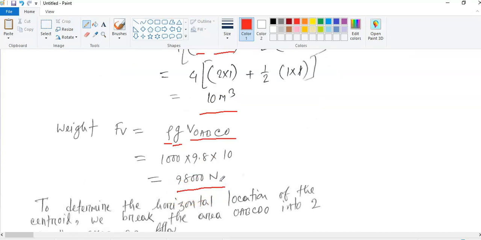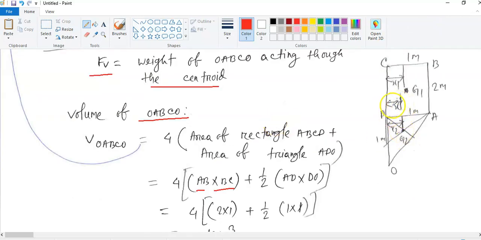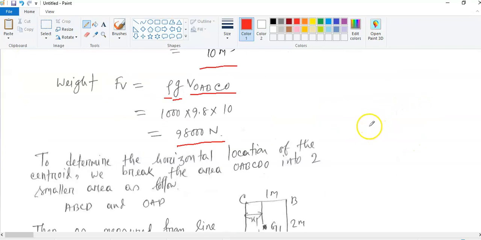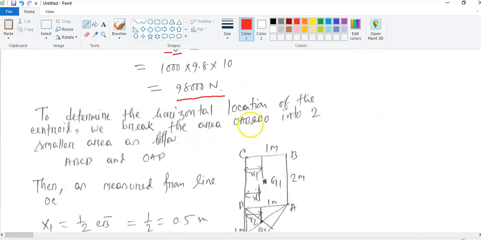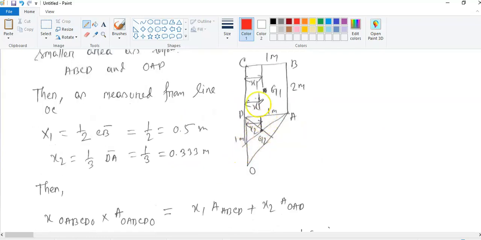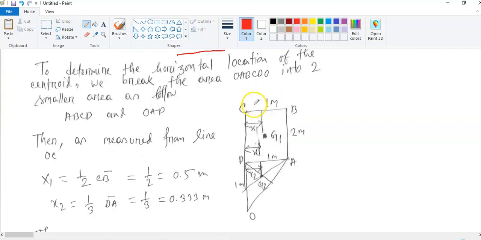We got the weight, and now we will calculate the locations, the value of this x, this distance. To determine the horizontal location of this centroid, what I discussed earlier, we break this design into a rectangle and a triangle. This is the centroid G1, this is G2, and this is for the overall one. So we calculate the values for x1, x2. When it is the rectangle, it should be somewhere here.